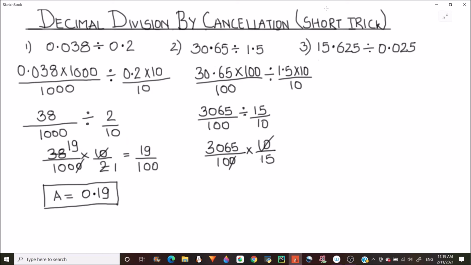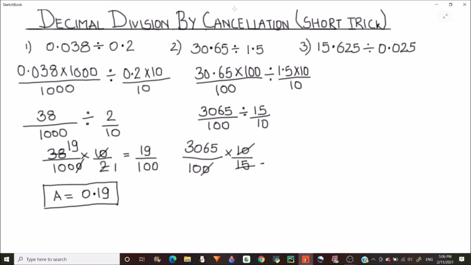And here we can read the 15 table. So 15 and 3065, these two have a common factor of 5. So 5 times 3 is 15, and 5 times 6 is 30, 5 times 1 and then 5 times 3. So this comes out to be 613 over 3. 613 over 3 can be solved easily, and our answer is 204.3.